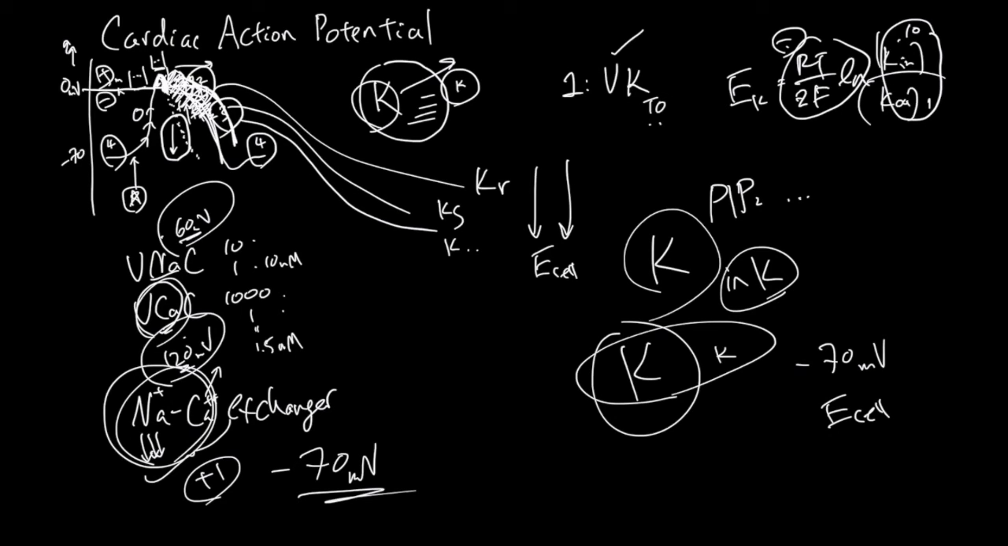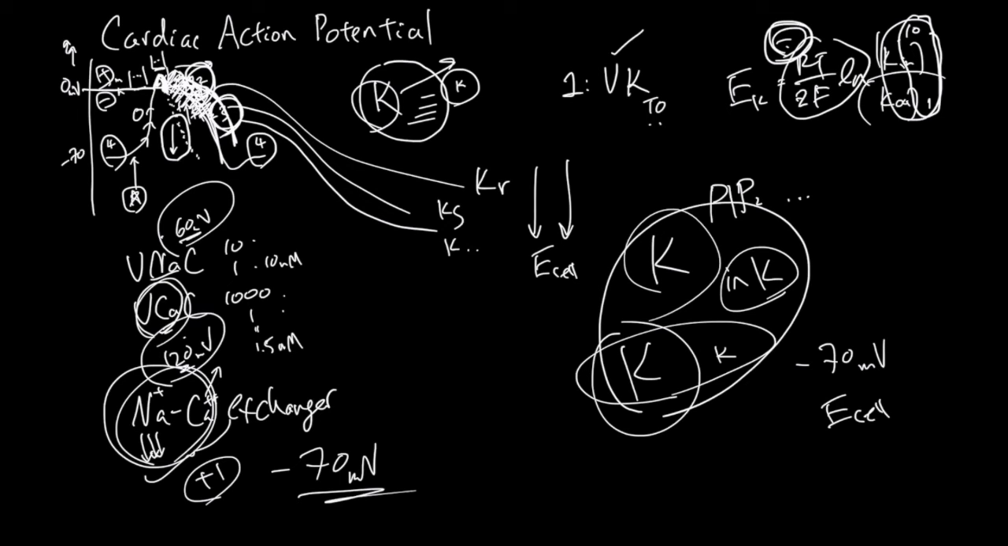Negative times positive is going to give you negative. And what this channel is trying to do is to maintain this strong inequality of concentration to drive this negative resting membrane potential. And lastly, let me talk about the difference between phase 2 and phase 3.